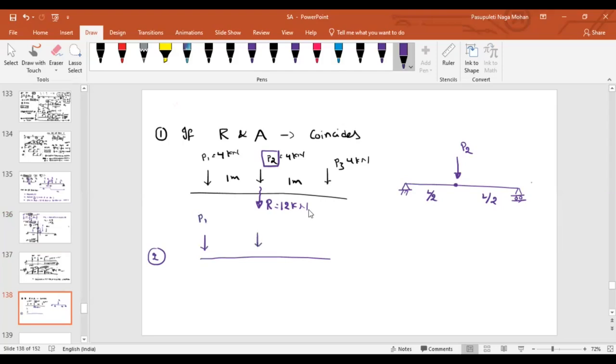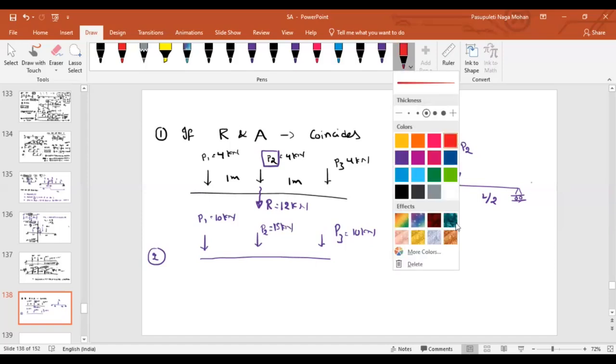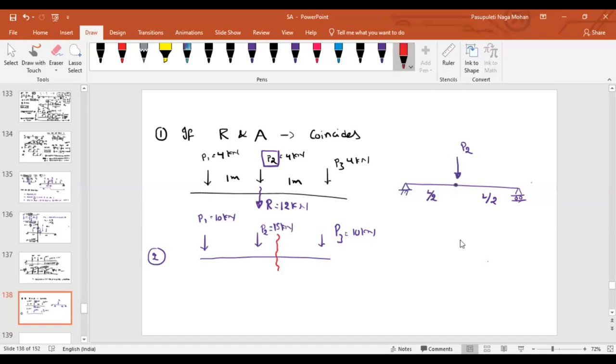Now, second case. Again, I am telling you 2 different cases. P3 is equal to 10 kilonewton, P2 is equal to 15 kilonewton, and P1 equal to 10 kilonewton. Imagine that your resultant is somewhere here, and the distances are 0.5 and 1.5. What is the adjacent load that we have to consider? P2, sir. P2. Why? Because this is much closer, isn't it?